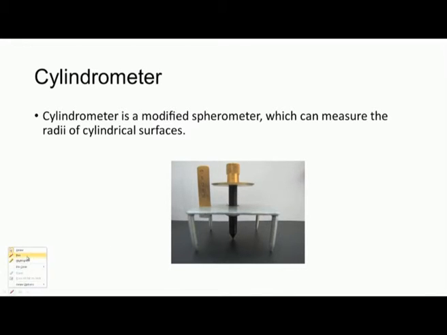That means, this is the cylindrical surface whose radius we want to measure, so we have to keep this instrument on the surface, and then the screw should be moved till it just touches the surface. Then we have to take the readings, vertical scale reading and then dial reading, and then using the equation we can find the diameter or radius of the cylindrical surface.